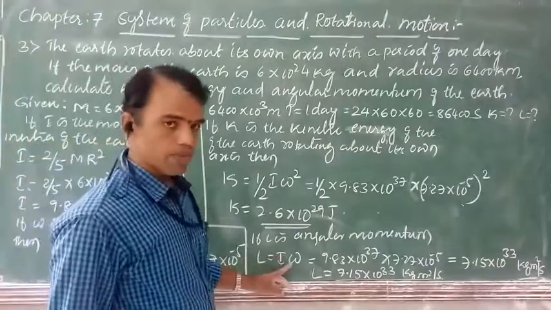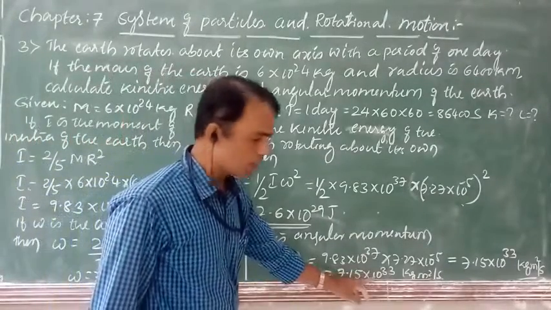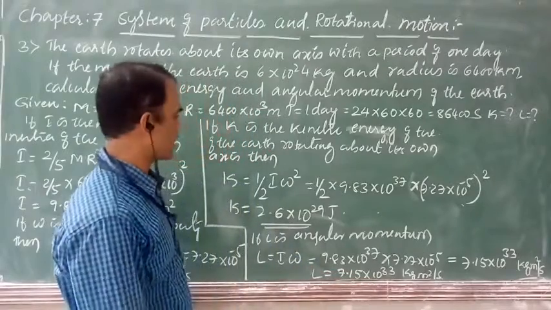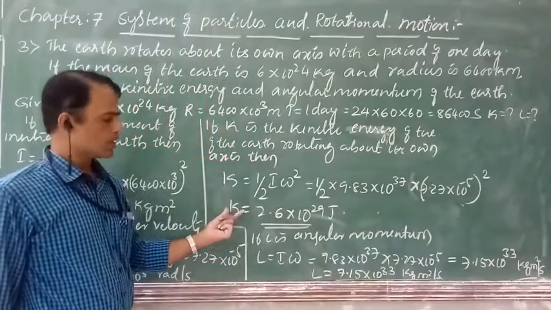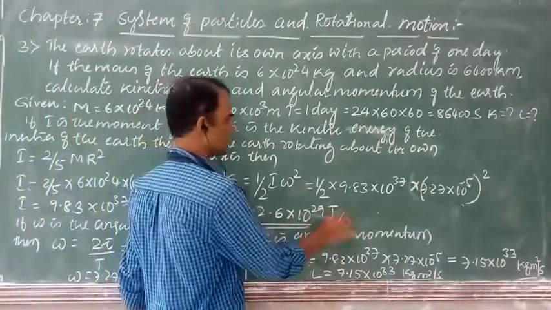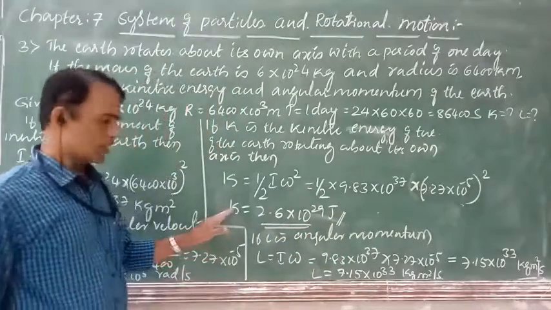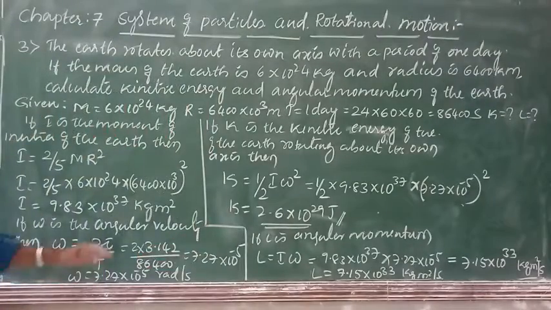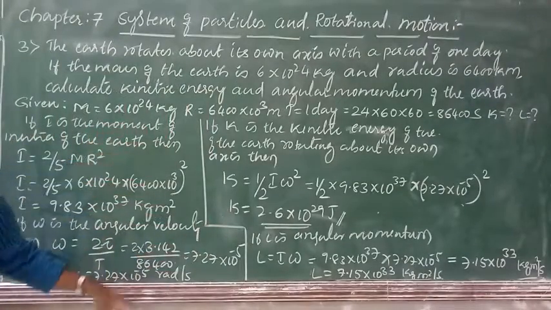So this is the angular momentum of the Earth rotating about its own axis, and K = 2.6 × 10^29 joules is the kinetic energy of the rotation of the Earth about its own axis.